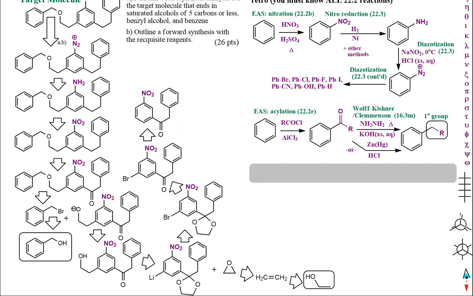Now we have some flexibility, because if I put the nitro on first, then the next group goes meta, as pictured. If I put the carbonyl on first, then the next group goes meta, as pictured. So it doesn't really matter which group you choose to take off first. I'll choose this way, this piece, plus this piece with a chlorine on there.